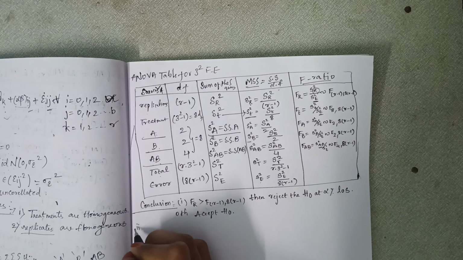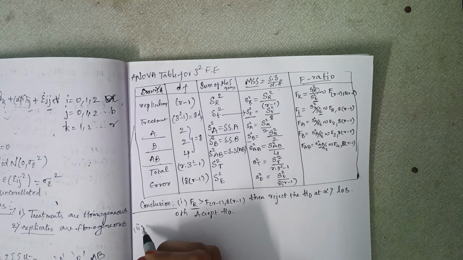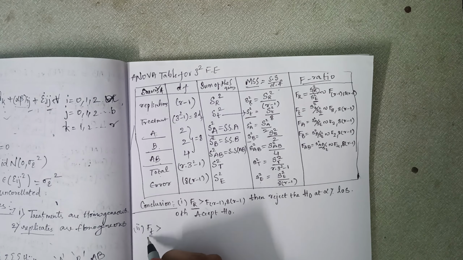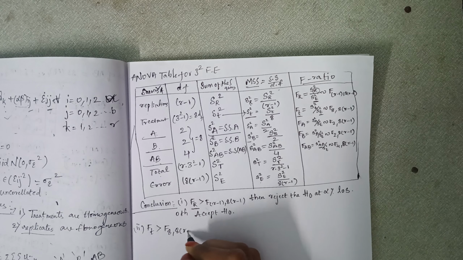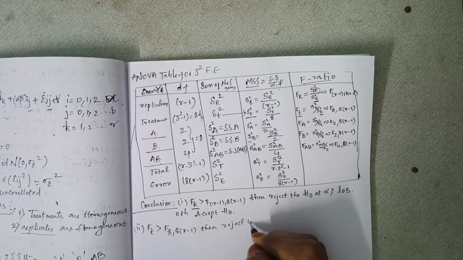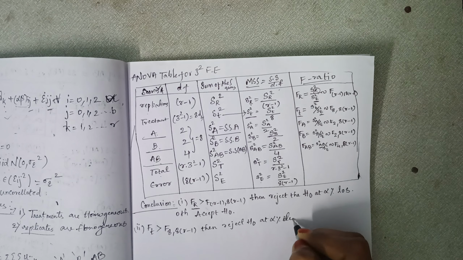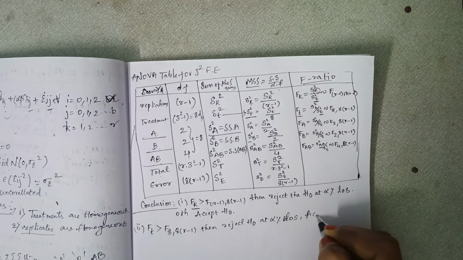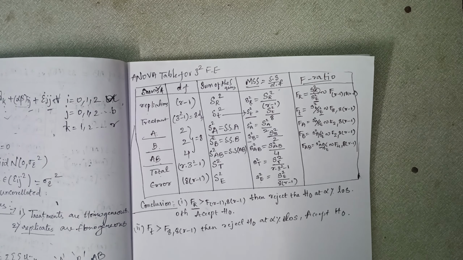And the second one is, here due to the replications and due to the treatments, F t, if the calculated value is greater than the tabulated value, then reject the null hypothesis at alpha percent level of significance, or else accept H naught. And this is all about the 3 square factorial experiment.